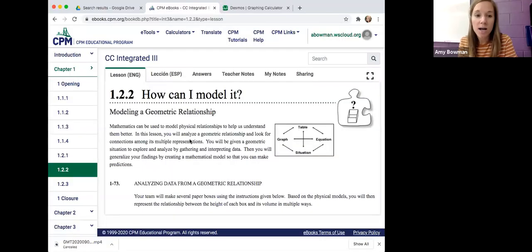Okay, so on lesson 1.1.2, this whole lesson is on modeling a geometric relationship, which is really important to see as a math student. I like it because it does show you some practical applications of some of the stuff that we learn in math. So we're going to model a situation.